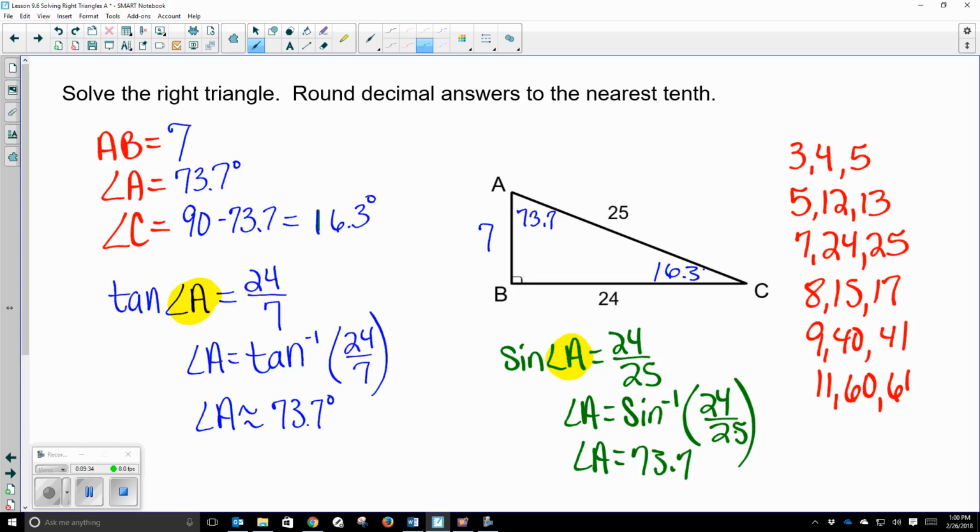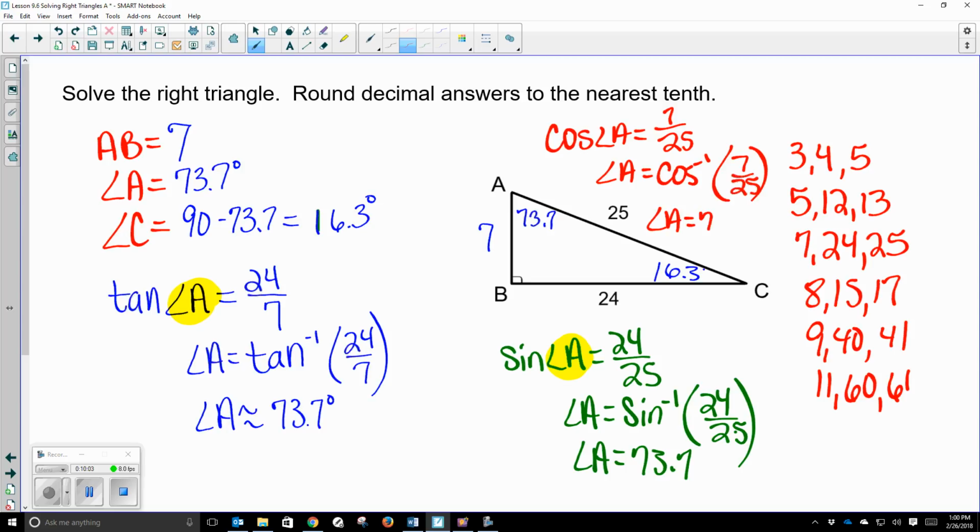Okay, let's try cosine. So what would the ratio for cosine be for angle A? Cosine of angle A is equal to adjacent over hypotenuse. So inverse cosine of 7 divided by 25 is 73.7. So it's a matter of which one do you want to use and what are the sides that you have for your ratios. Okay?